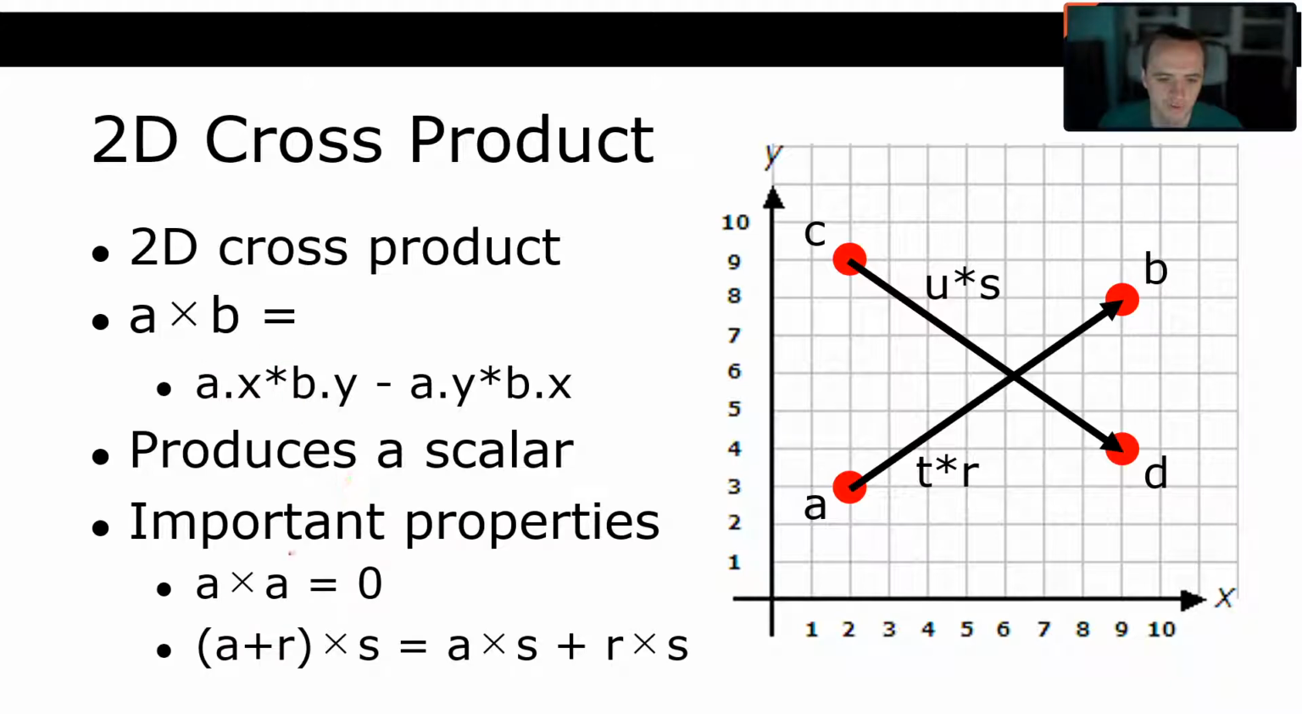And here are some important properties. If you take A and you cross it with itself, you get 0. Okay? So A cross A is equal to 0. Now you can start to see how this is going to help us. Also, if we have A plus R, so we have two vectors that we're adding together, and we cross the result of that by S, then we can do the separation of these individually. So A plus R cross S is equal to A cross S plus R cross S. So we're going to use these two properties to help us solve our system of equations.